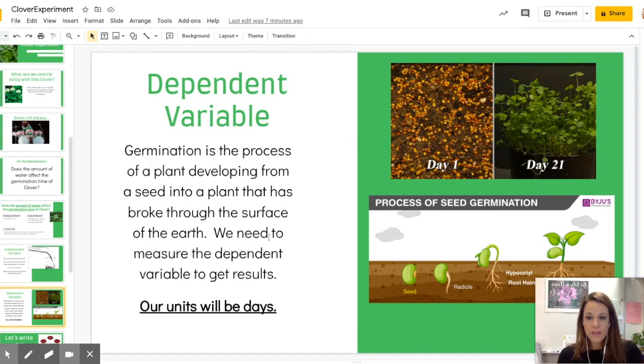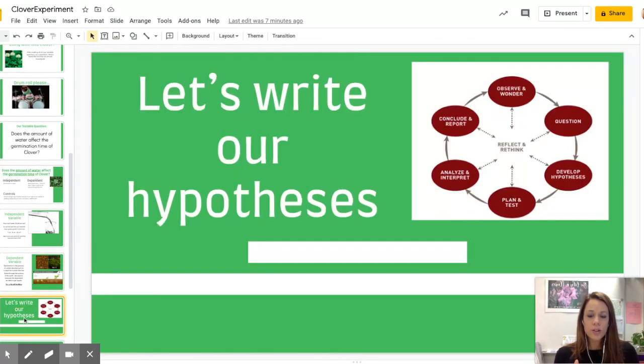Again, we have to have some sort of measurable data to collect, and we do in this case. We're going to count the number of days it takes from planting to sprouting, and that's going to be the number that we're going to write in our data table. So let's move on to hypotheses.